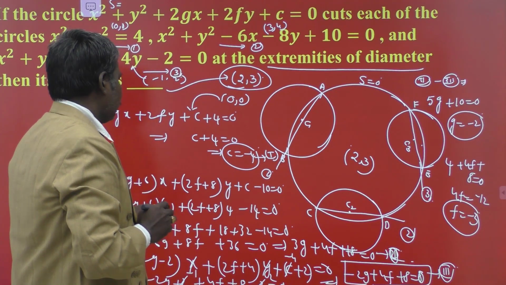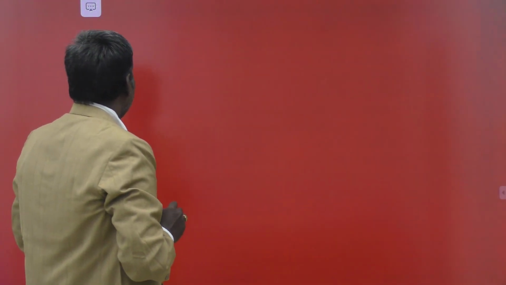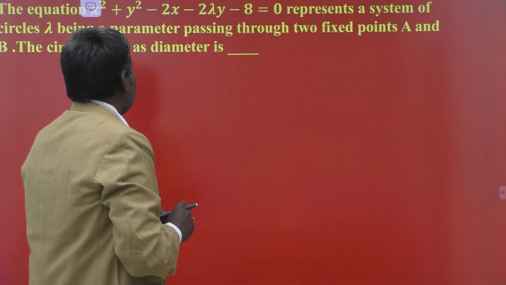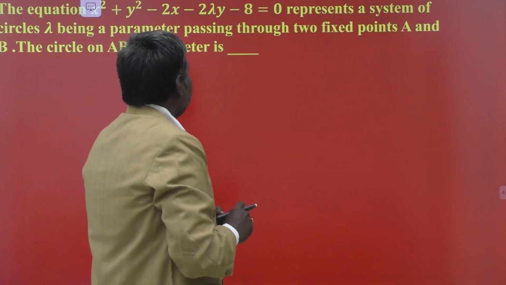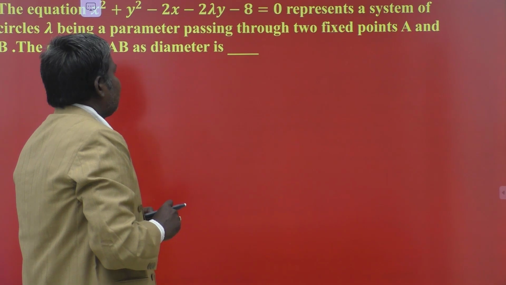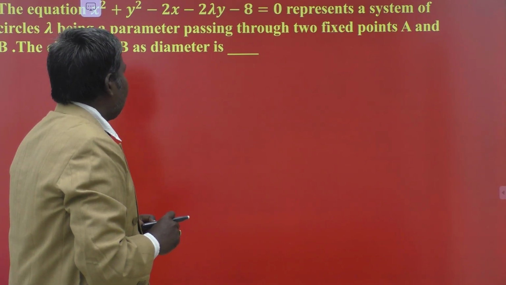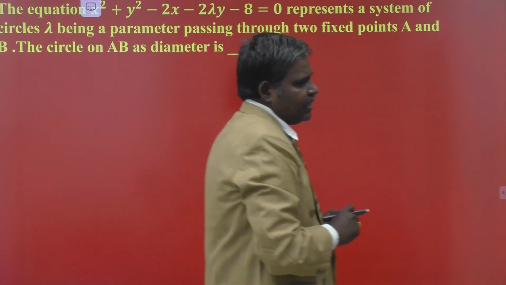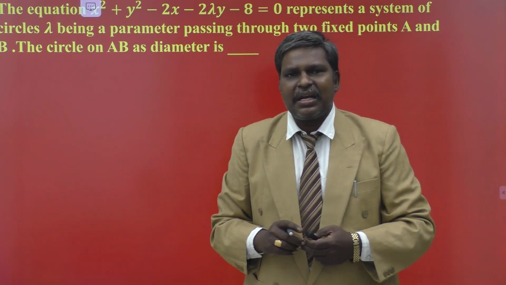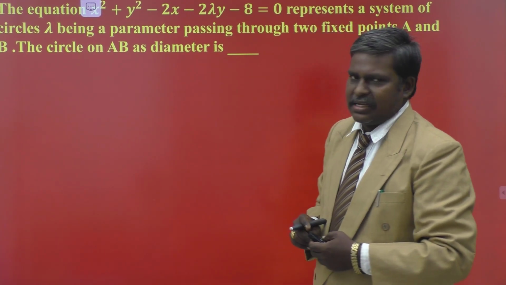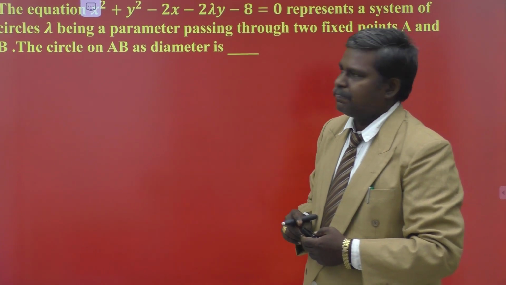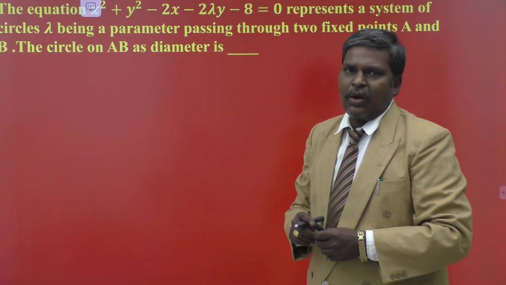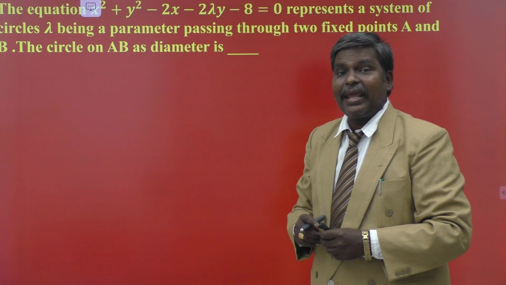So, a very important question for you. See, this is the question. The equation x square plus y square minus 2x minus 2 lambda y minus 8 equal to 0 represents a system of circles, where lambda is a parameter, passing through two fixed points A and B. Then the circle on AB as diameter is what? The given equation represents not only a circle, it gives a system of circles by varying the value of lambda. All these circles intersect at these two points A and B. Now we have to find the equation of the circle on AB as diameter.